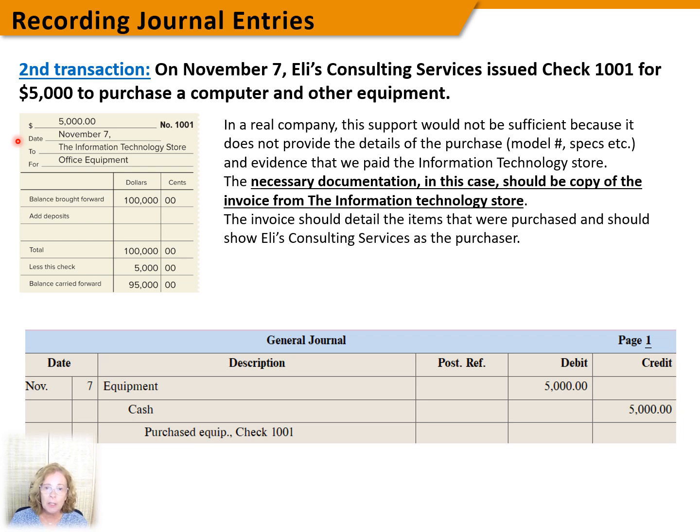The necessary documentation in this case should be a copy of the invoice from the information technology store. The invoice should detail the items that were purchased and should show Eli's Consulting Services as the purchaser. Accountants are responsible for verifying proper documentation before recording any entries. So for this transaction, we debit equipment and credit cash for $5,000 once the proper documentation has been received.